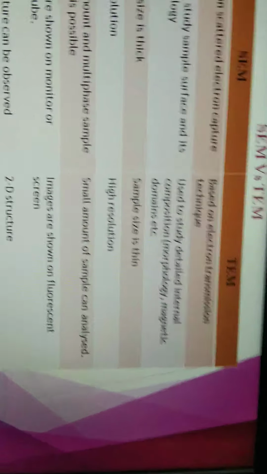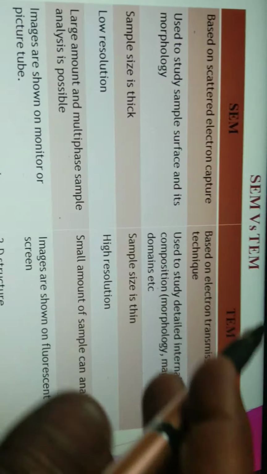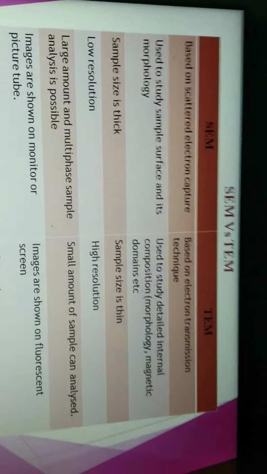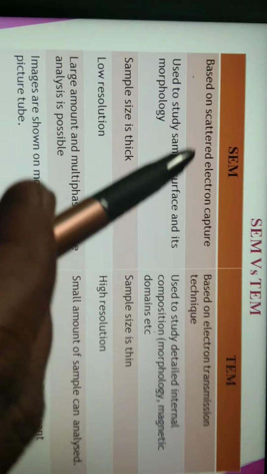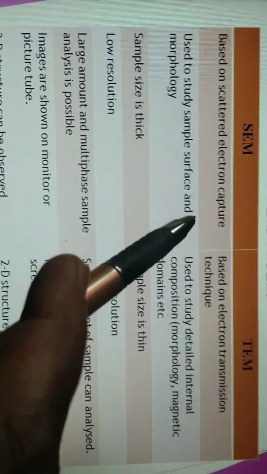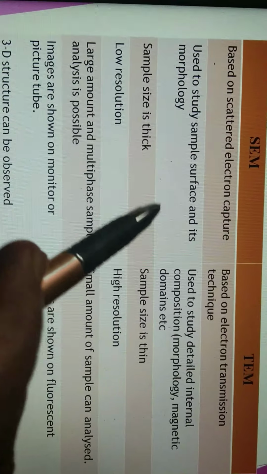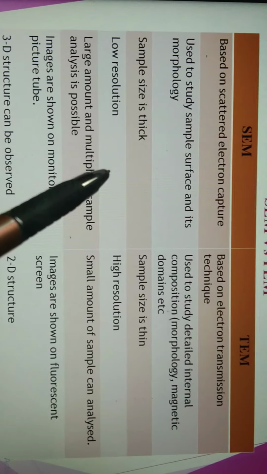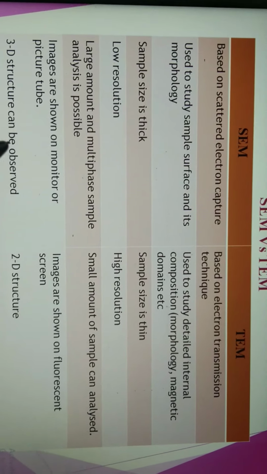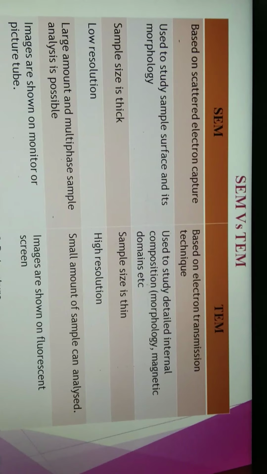Next we are having the comparison of the SEM and TEM. On the left hand side you can see the SEM, and on the right hand side you have the TEM information. This SEM is based on the scattered electron capture. It is used to study the sample surface and its morphology. Sample should be thick. It gives information of low resolution. It is used to study 3D structures, etc. These are the features of the SEM.